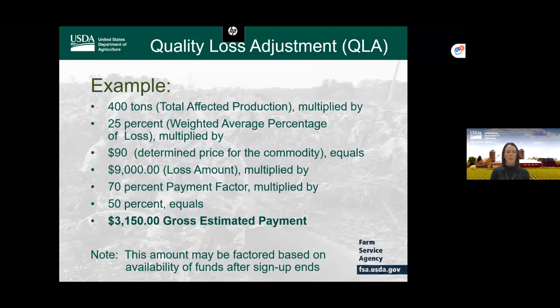We take that times the 70% payment factor times the 50% payment factor for a total of $3,150 gross estimated payment. Again, that gross estimated payment may be reduced further if we don't have funds available.